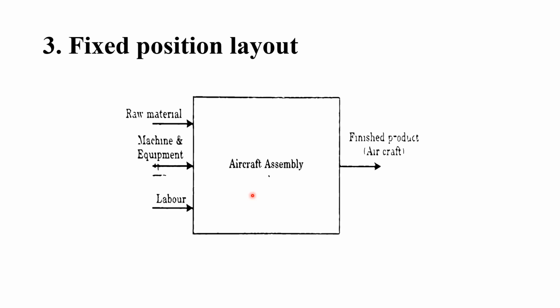will be difficult. Here the product remains fixed, but to manufacture this product, the raw materials, the machines and the equipments, the labors will move from one place to another according to the product. If the product remains constant, all the materials come to the product. Then the production will be done.